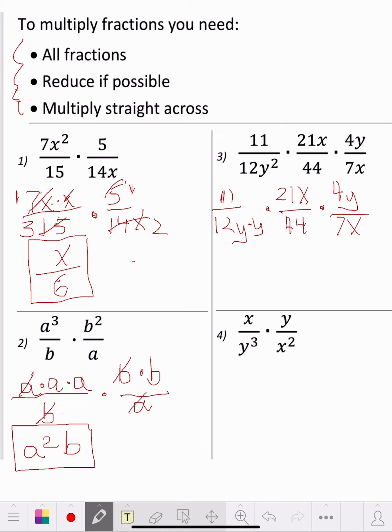Oh, I can see things already. Look at this. The 11 goes into there once, goes into this 4 times. Okay, so that's something. Now, 21x, look at this. 7x will go into this once, and we'll go into this 3 times. Okay, now, 4y? Yeah, look at this. This is easy. This goes in once. Now, goes into this part 3 times. And we leave the y, okay? So let's multiply straight across, okay?